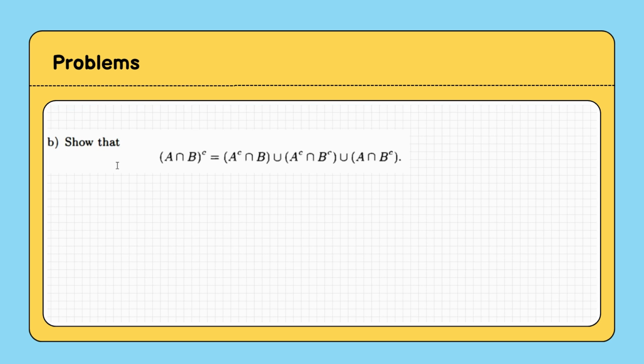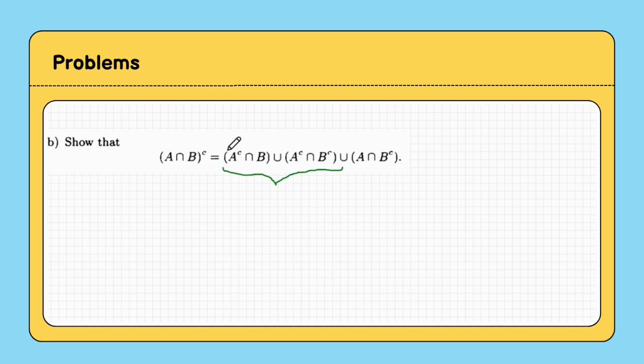Part B says show this thing. Now let's start by looking at the right hand side, since you can't really do anything with the left hand side. On the right hand side, if you look closely, we have 3 different parentheses. I'm going to need you to look at the first 2, as you can see here. In the first 2, exactly the same thing as the previous question happens, where A complement intersection is the same.